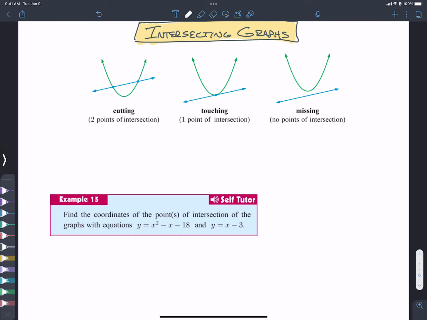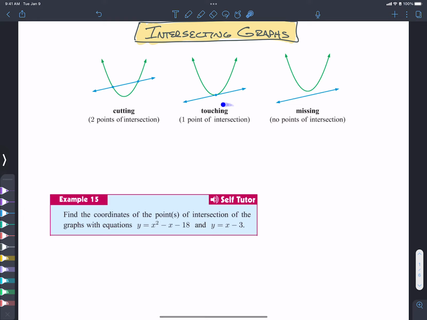All right, in this video, we're going to talk about the intersection of two graphs, specifically of a quadratic and a linear equation. Now, there's three different possibilities that could happen. Of course, the first being that the linear equation cuts the quadratic. The second would be that the linear equation is just touching the quadratic somewhere. And the third would be that the linear equation does not even meet or touch the quadratic anywhere.